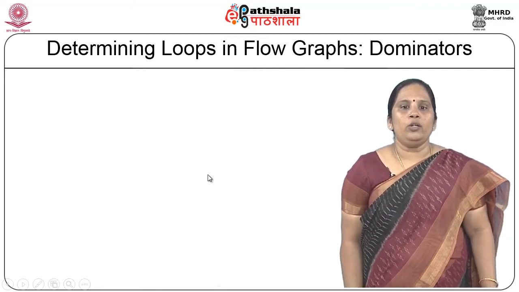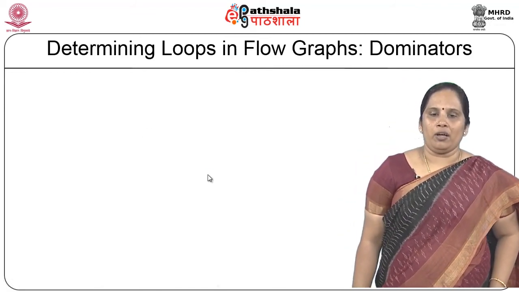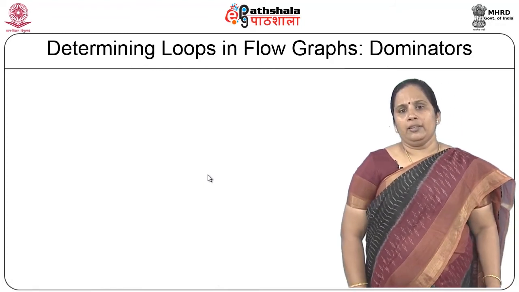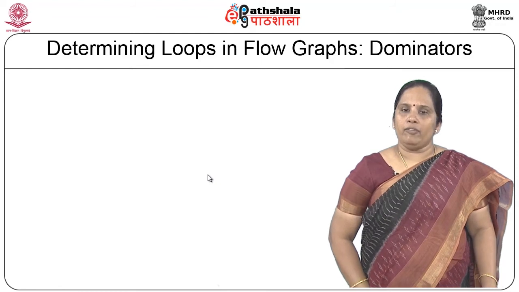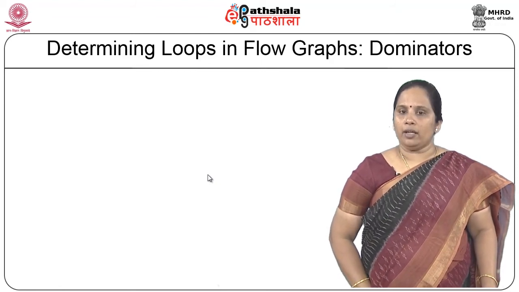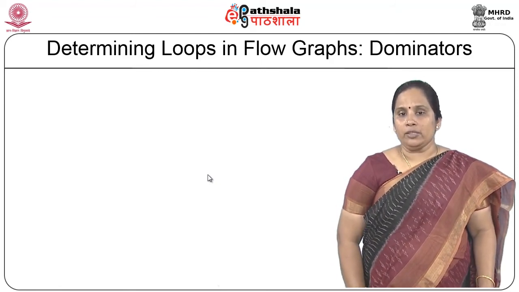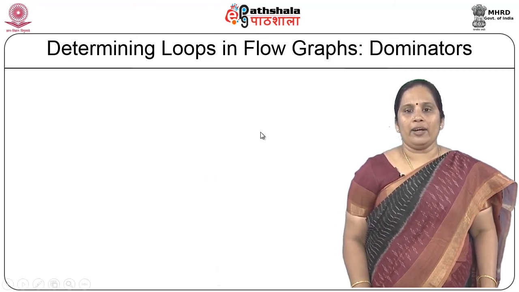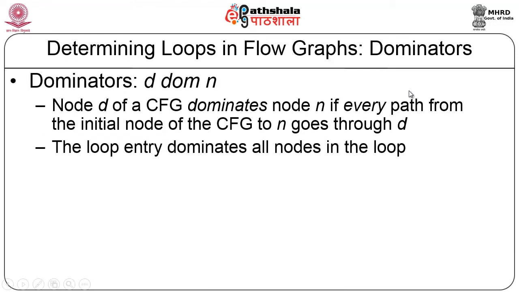Now, to determine the loops in flow graphs, you have a concept called dominators. Why should we do all these things? These are part of the flow analysis, data flow analysis and control flow analysis, which are the next optimization that is possible for any particular piece of code. So, we have to construct what is called dominator information.